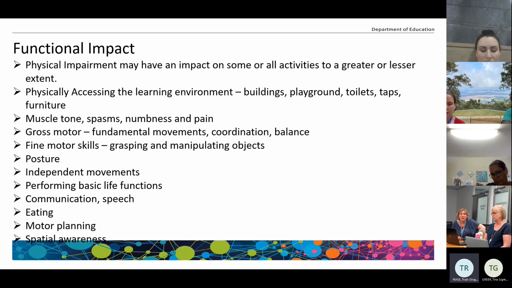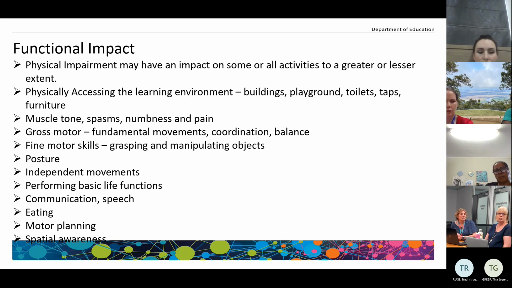Posture, independent movements. So if a student is quite significant with, say, cerebral palsy, that independent moving of being able to pick up a cup or do certain activities, they will struggle with that movement and engaging in that activity. Performing basic life functions such as dressing, going to the toilet, having a drink of water out of a tap. And then you've got communications and speech, eating, motor planning and spatial awareness.